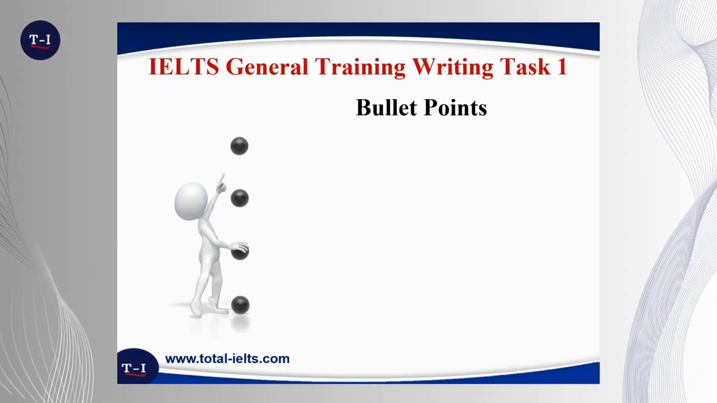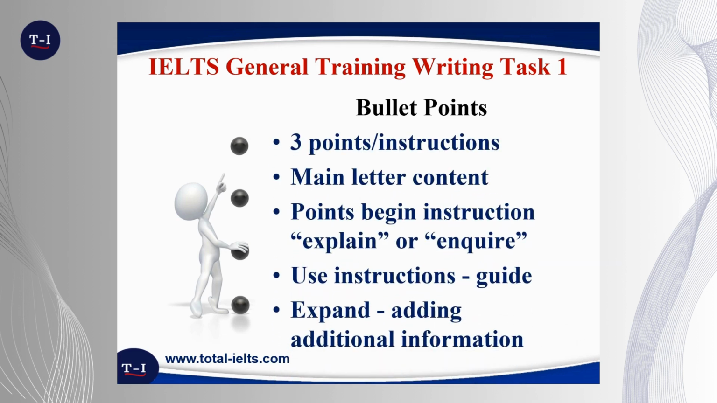Let's move on to the bullet points. Every letter, formal or informal, will have 3 bullet points, and these are the instructions on the main content of your letter. The points usually begin with an instruction word such as explain or inquire, so use these instruction words as a guide to what you're going to write. After you've done that, you can expand on the bullet points by adding some additional information.